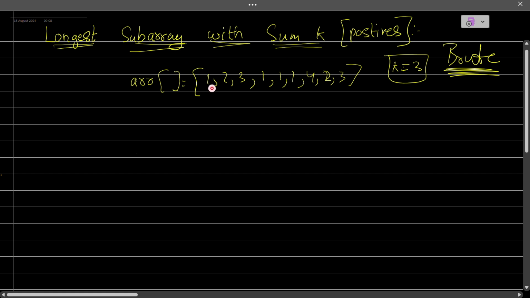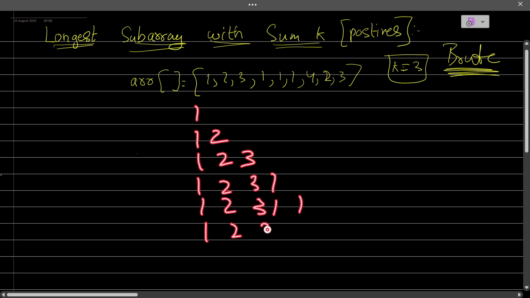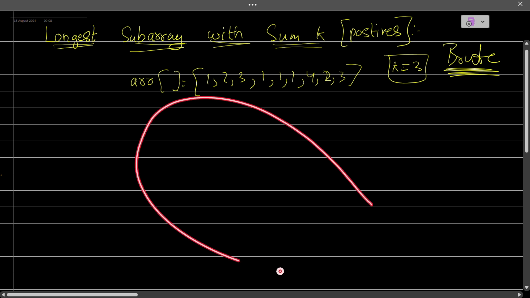I can say it is like this. 1 is a subarray. 1, 2 is a subarray. 1, 2, 3 is a subarray. 1, 2, 3, 1 is a subarray. 1, 2, 3, 1, 1 is a subarray. 1, 2, 3, 1, 1, 4 and 1, 1, 4 are subarrays. 1, 2, 3, 1, 1, 1, 4, 2 is a subarray. So these all are the subarrays, right? Okay.